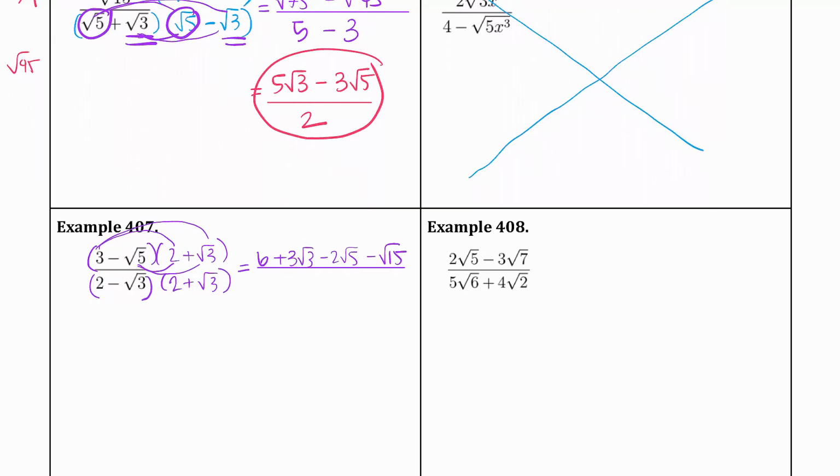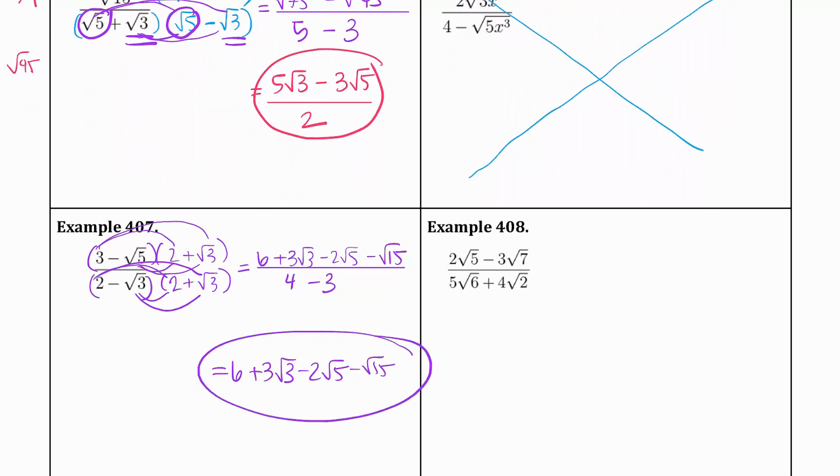And then on bottom, if we distribute, 2 times 2 is 4. We know that this one and this one are going to cancel out. We're going to have a plus and a minus of the same thing. So now we do negative square root of 3 times square root of 3, which just gives me negative 3. Okay, 4 minus 3 is just 1 on bottom. Anything divided by 1 is itself, so we just get 6 plus 3 square root 3 minus 2 square root 5 minus square root 15, and we stop right there.